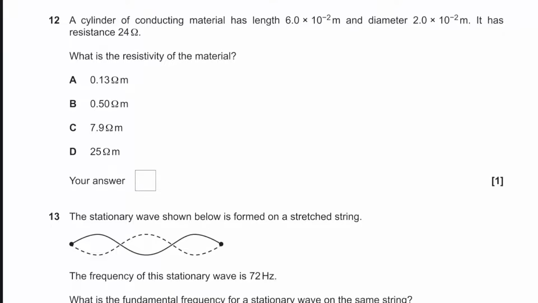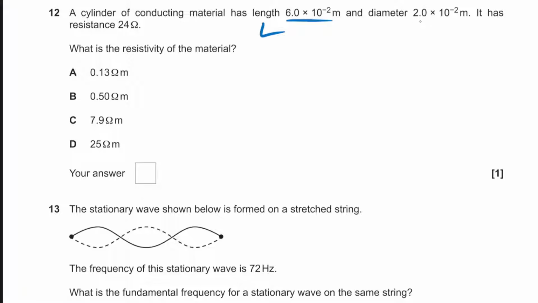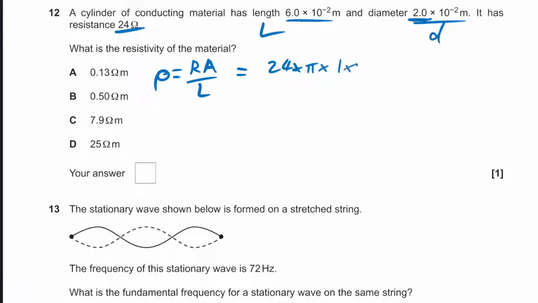Love it. Number 12, a cylinder of conducting material has a length of that. We have a diameter of that. It has a resistance of that. What's the resistivity? Okay, so let's crack out our equation again. Let's go for rho is equal to RA over L. That's just the rearranged version of the equation we just saw up above. So we're looking for 24 times, well, we've been given diameter, so area is pi r squared. We could do pi d squared over 4, but we've been given the radius there, so we might as well go for that. So times 1 times 10 to the minus 2 squared, that's my r, divided by the length, which is 6 times 10 to the minus 2.